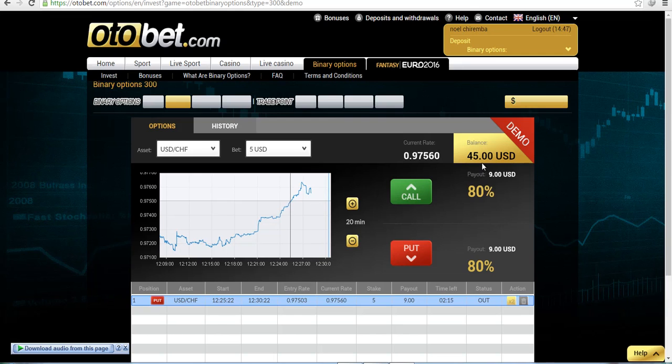So yesterday I managed to make $105 from a $50. It means I had 100% return, and I was trading $5 investment. So if you can check here, the price is coming back down.